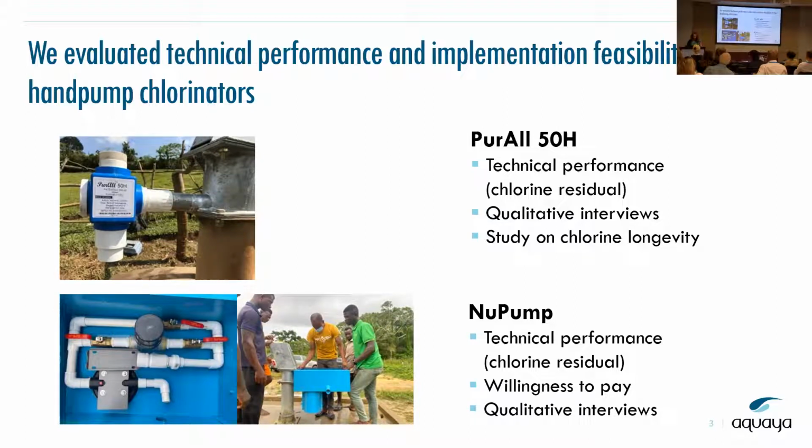So some brief methods. We looked at, again, chlorine residual measurements over time. We also did qualitative interviews. For the Purol 50, we noticed some issues, which then led to a study on chlorine longevity that came out of this work. And with the new pump, again, technical performance, we also did a willingness to pay study to look at the financial viability for that model, and did some qualitative interviews.